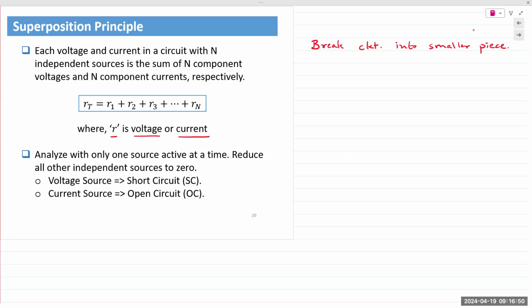So in the first point, we said that we only analyze the circuit with one source active at a time, and we turn off or make inactive all the other sources in the circuit. So making them inactive or turning them off, what does it mean? In terms of circuit analysis, it means this, and I will show you how it works.